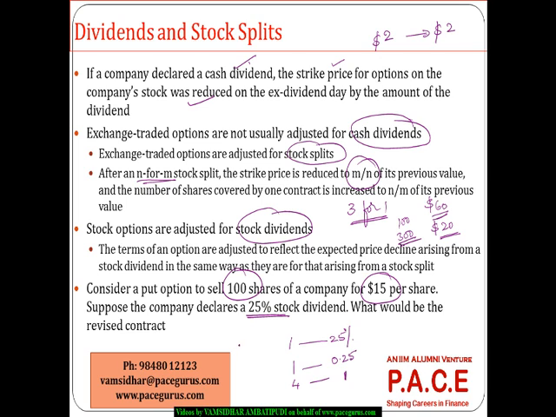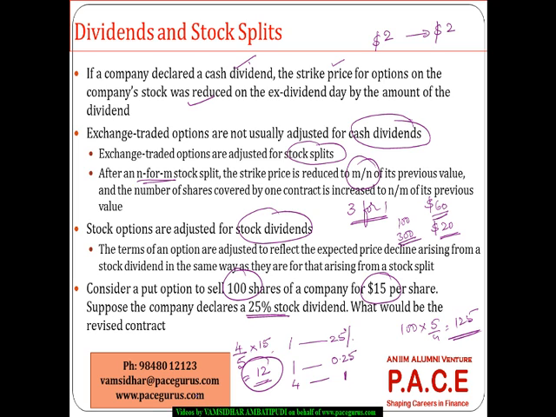So it's actually like the price will become 4/5 of the original, which means the strike price is going to be 12 now, and the number of shares are becoming 5/4 of the original. So 100 is becoming 125. So now the new contract is one single contract will contain 125 shares, and the strike price is going to be $12 a share instead of 15.